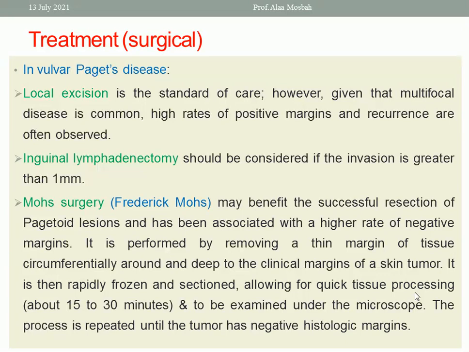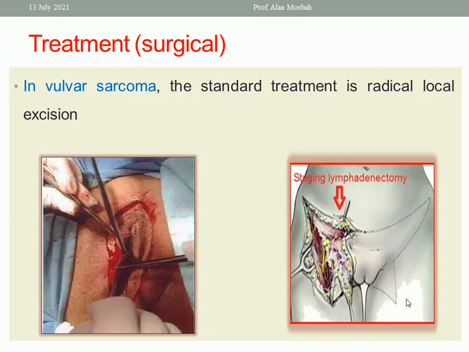And this Mohs surgery replaced an old surgery called chemosurgery, when they injected zinc chloride inside the tumor, and then after the removal, they found whether there was a safe margin or not, then again repeated the removal and so on until reaching a safe margin. But the better and more recent way is to do frozen biopsy, take circumferential and deeper biopsies and send them for histopathology and read whether there is a safe margin or not yet, so you can continue the operation until you reach the safe margin. This is Mohs surgery, belonging to Frederic Mohs. In vulvar sarcoma, the standard treatment is radical local excision, as in the picture.